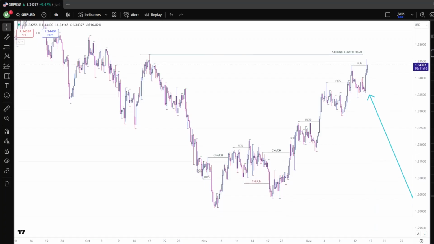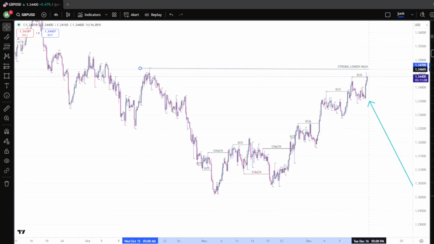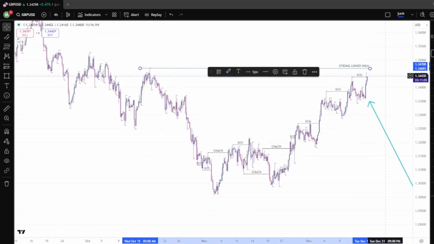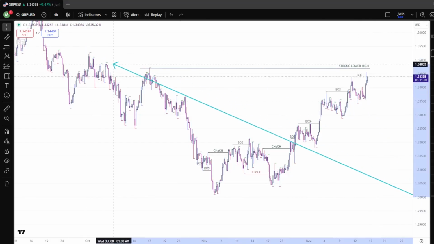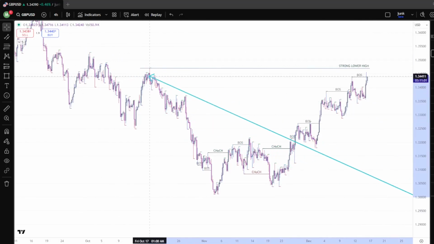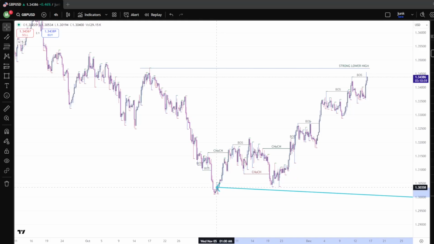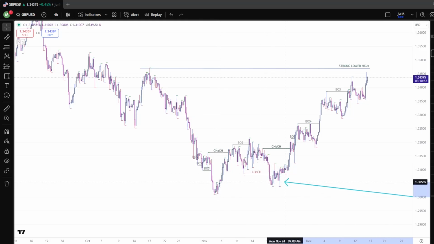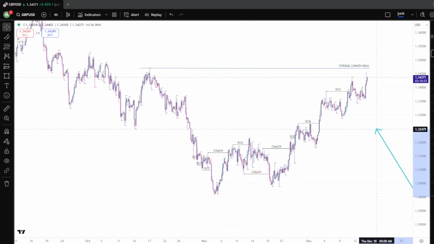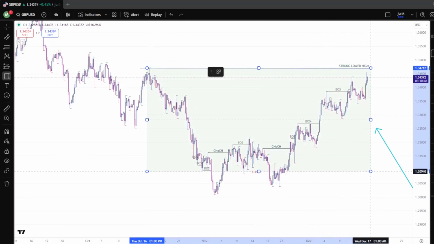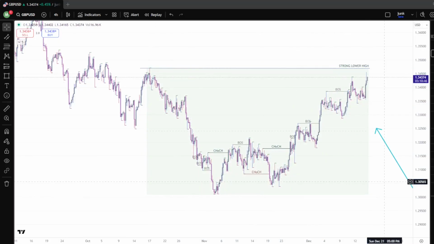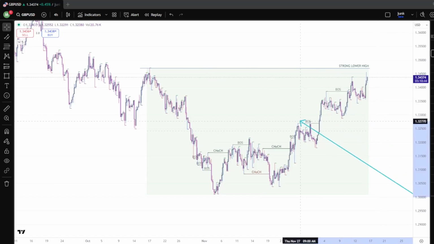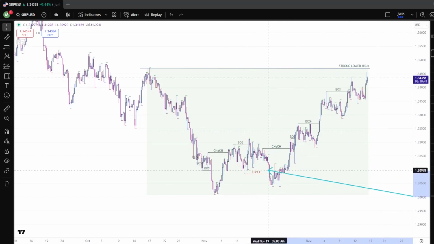GBP USD, similar story. Of course, this is more bearish, so this is the lower high from the previous structure. Lower high, lower low, and then buyers stepped back in here, took out this high internally. It's been bullish, just like with Euro. This is the overall range. Swing structure could be bullish since it did start taking out these highs from this low.